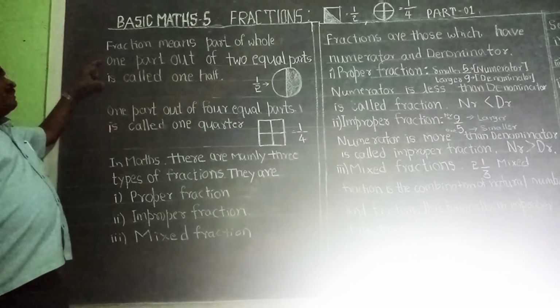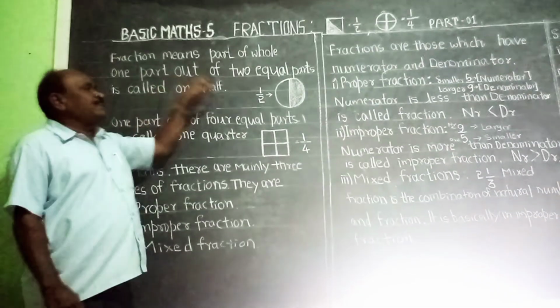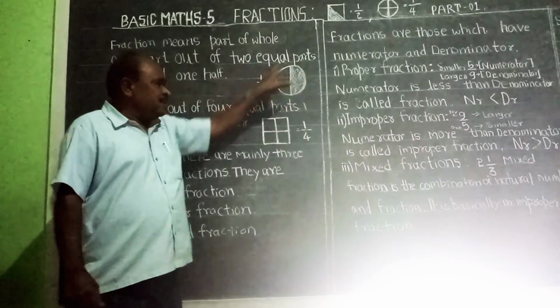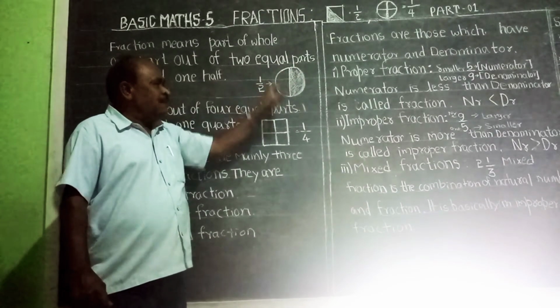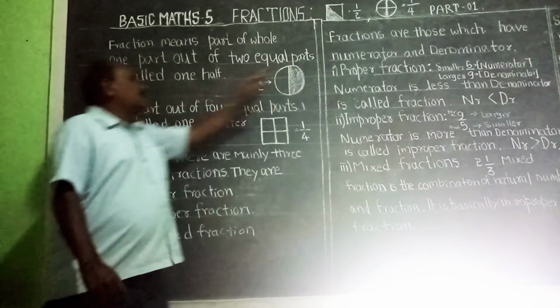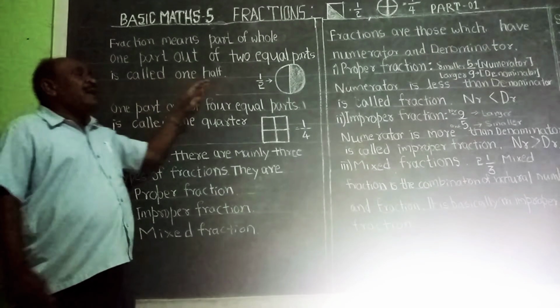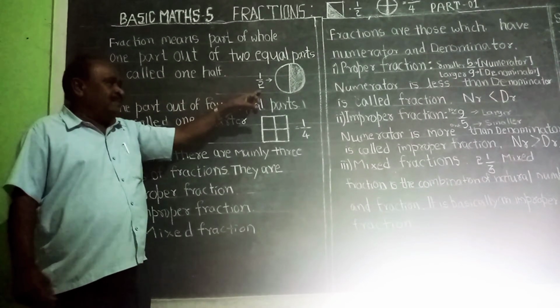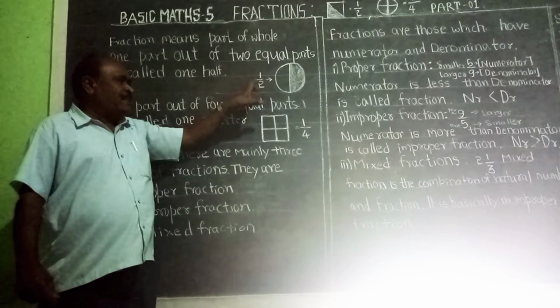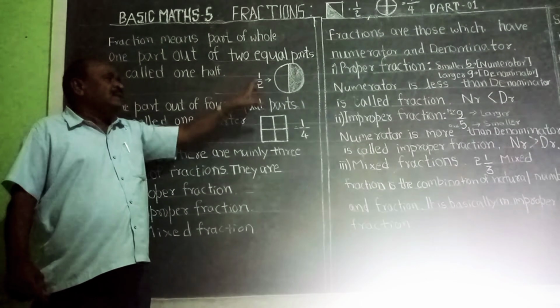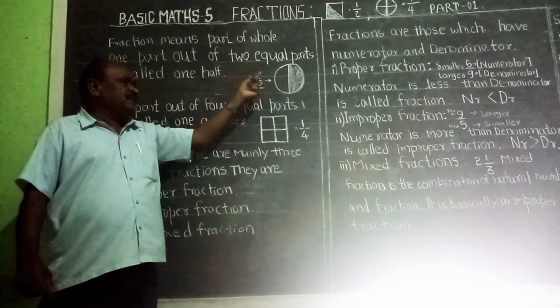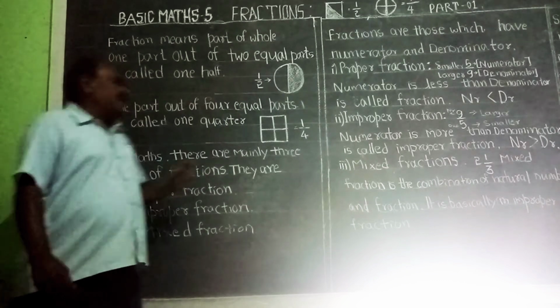Here I gave an example: one part out of two equal parts. This is the one part out of this. I make it into two equal parts, which is called 1/2. That's what we call 1/2. It means the whole one that we divided into two equal parts, that is 1/2. It's one fraction example.